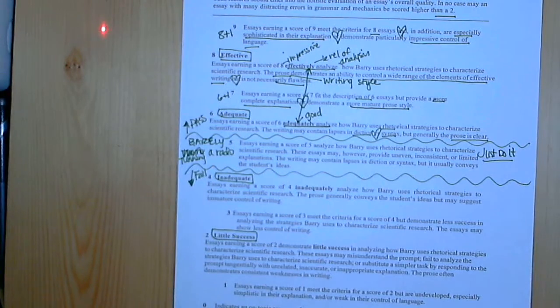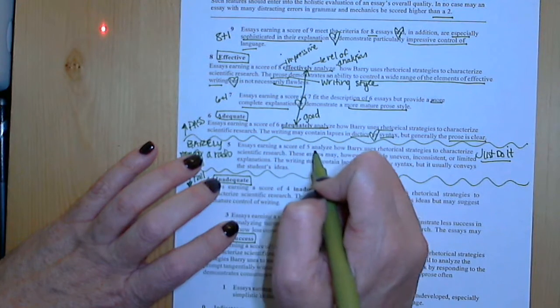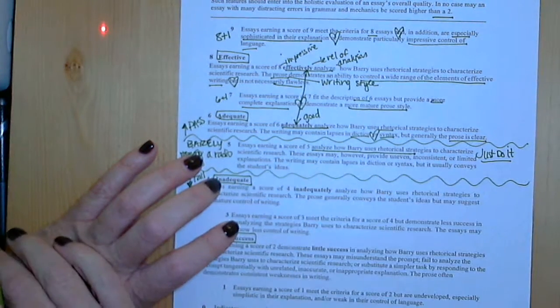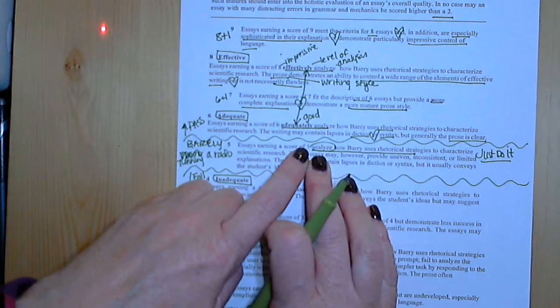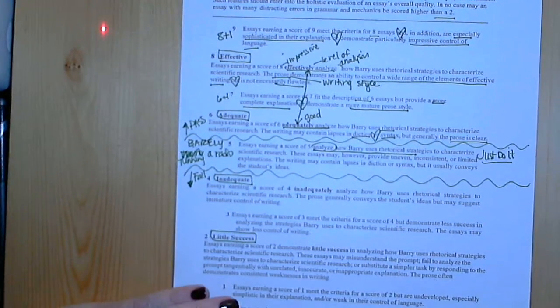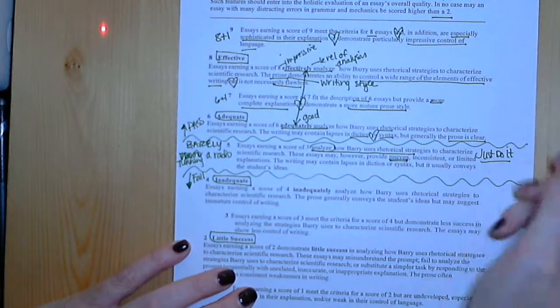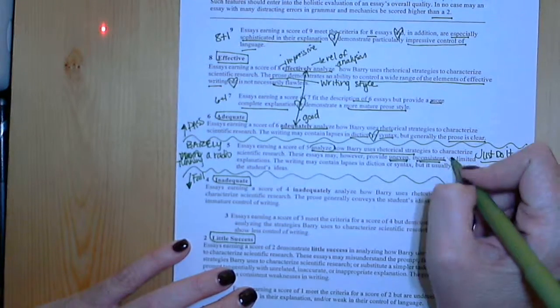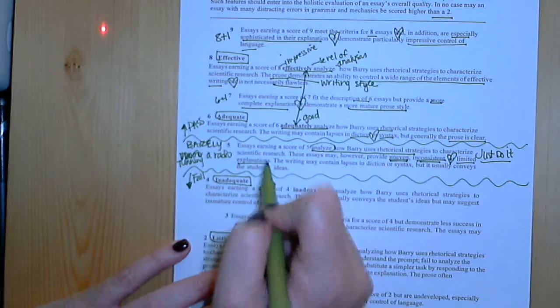Because you basically just do it. Notice this. Essays earning a score of 5 analyze how Barry uses rhetorical strategies. Notice there is no descriptor. There's no good, there's no impressive, they just do. Okay? Big difference. These essays may, however, provide uneven, inconsistent, or limited explanations.